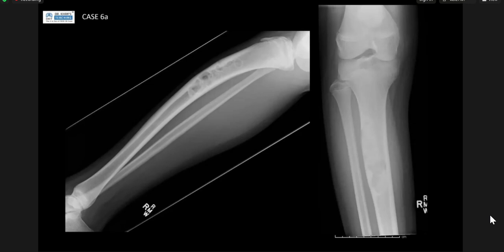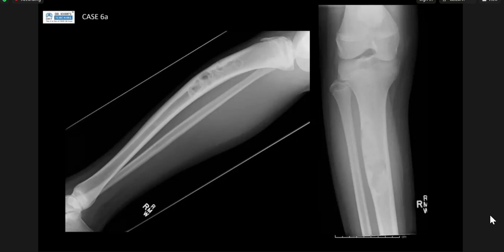So don't worry about what the diagnosis is. Okay, I just don't worry if you don't know what this is. I'm not concerned by that. I'd like you to concentrate on whether you think this is aggressive or non-aggressive. So it has caused a bowing of the tibia.